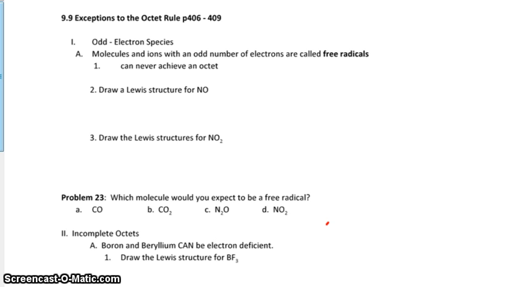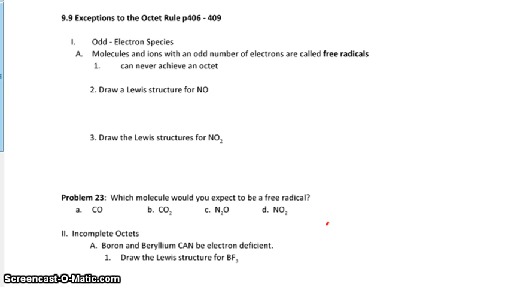These free radicals can never achieve an octet, because with an odd number you're never going to. So let's go ahead and draw the Lewis structure for NO. The rules still apply. We're going to count up our valence electrons and place them around, and although we know we'll never achieve an octet, we still have to get as close as we can to an octet. So let's check this out.